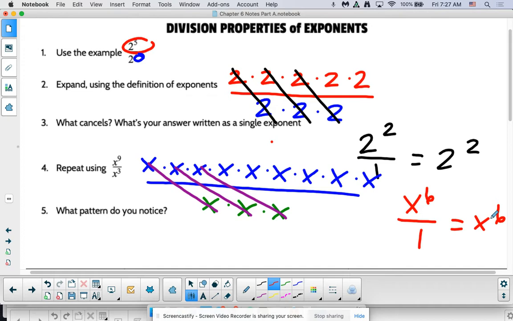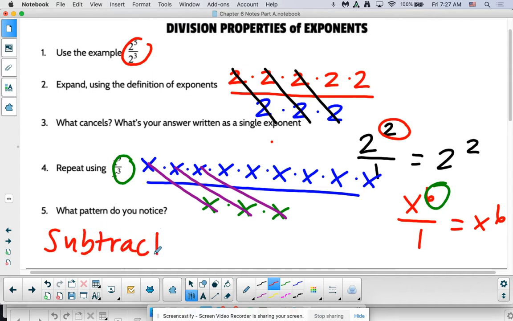So what do we notice? If you look here, is there a relationship that exists between 9 and 3 and 6? I hope you're thinking you subtract, right? 9 minus 3 is 6. Or if we look up here with this example, 5 and 3, and then I have 2. Well, 5 minus 3 is 2. So the pattern when you divide exponents with the same base is subtract your exponents.